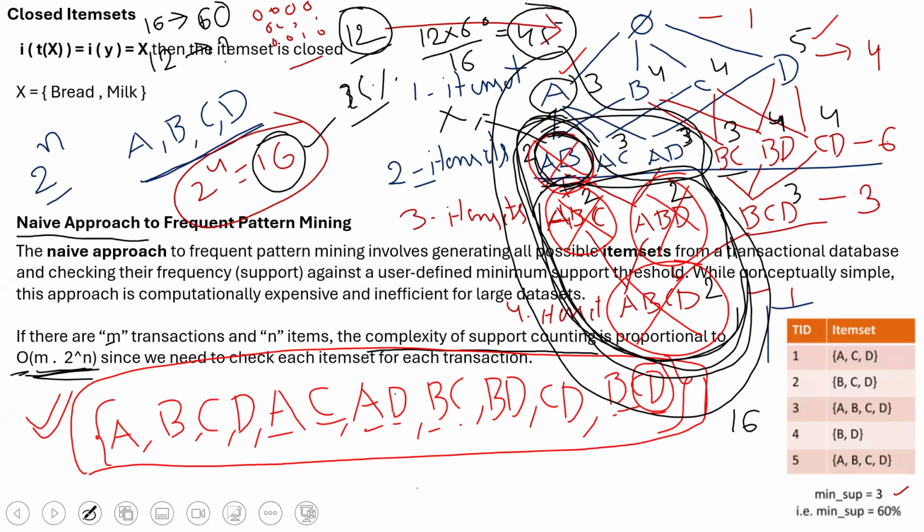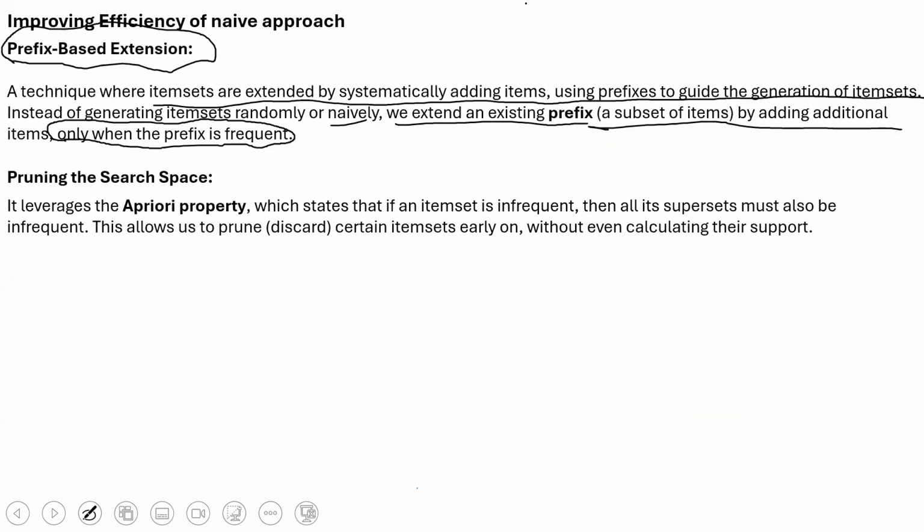What does the a priori property say? The a priori property says if the item set is infrequent, then all its supersets must be infrequent. So there is no use in generating them and calculating their support, just like what we have done in the naive approach, right? You can discard all of them. So that is how you save some time. That is one of the best approaches. And the naive approach is just the basic approach in candidate generation.